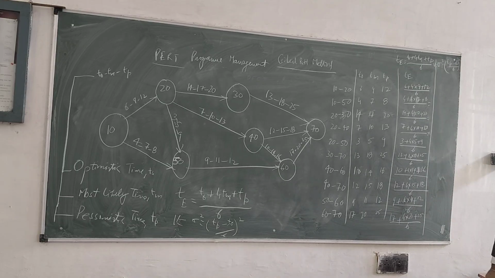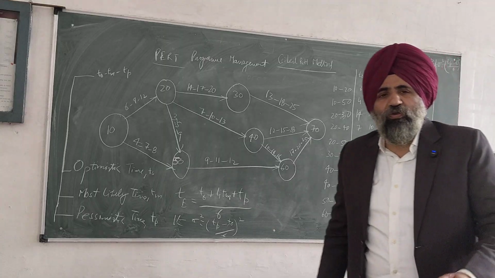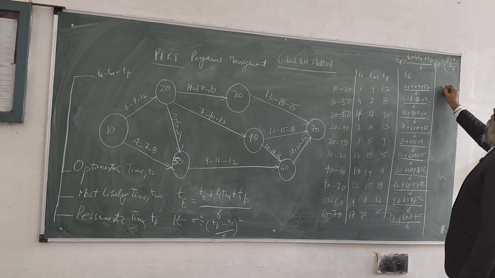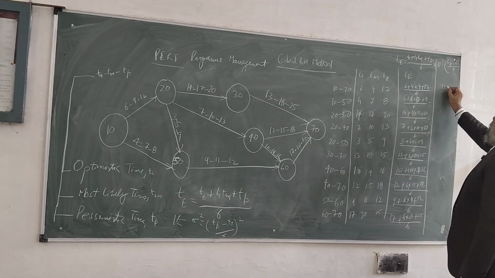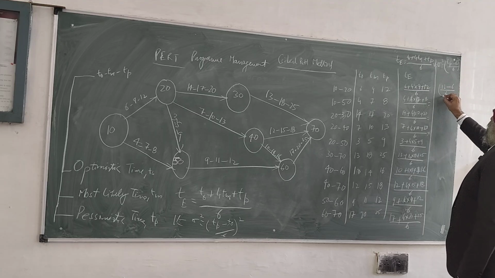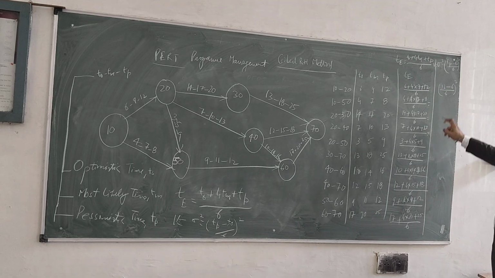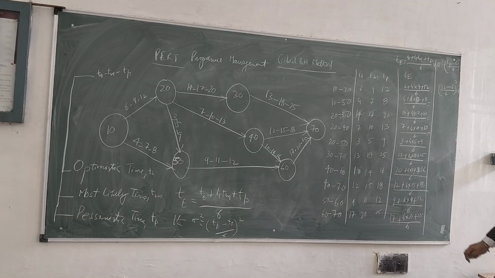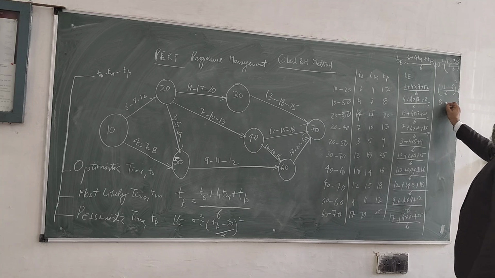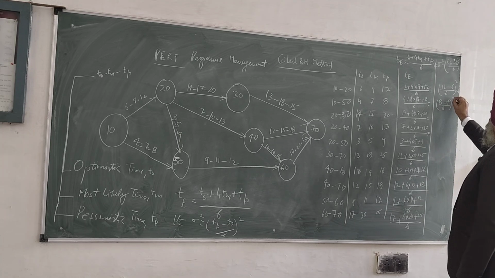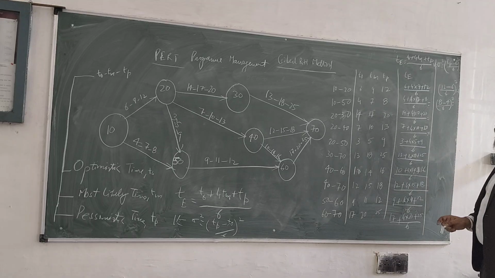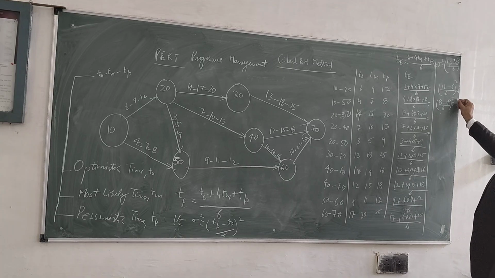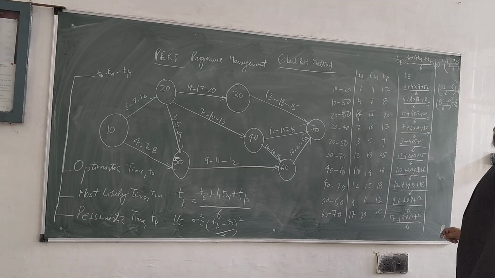If you look here, the most likely time has been ignored; only the pessimistic and the optimistic time have been taken. For the first one, this is (12 minus 6 over 6) whole square. Can you simplify it? 6 over 6 is 1, 1 square is 1. Similarly, (8 minus 4 over 6) whole square. This is 4 by 6, 2 by 3, and 2 by 3 squared is 4 by 9. You will have a value like this.